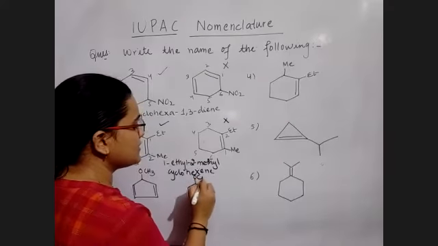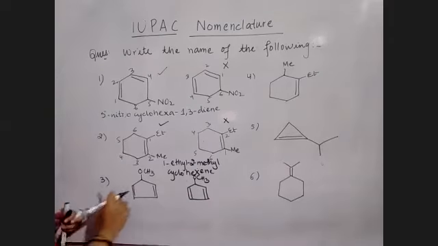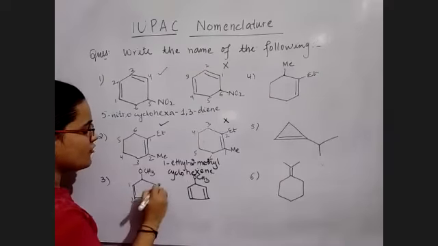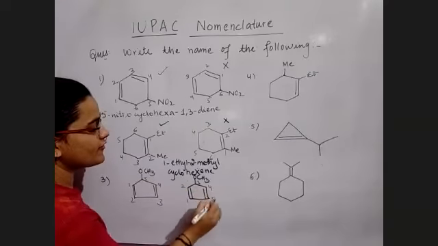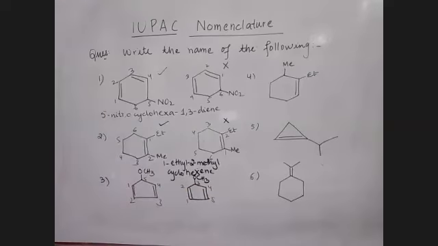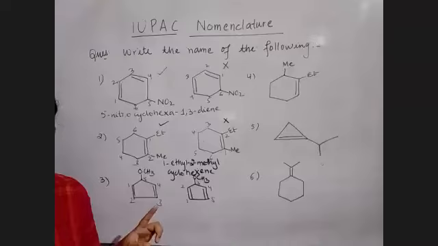Some students will number it this way, 1, 2, 3, 4, 5. Others will number it this way, 1, 2, 3, 4, 5. Which one is correct? You can number it this way also, 1, 2, 3, 4, 5. First one is correct. The reason is, between side chain and double bond, priority is given to the double bond.